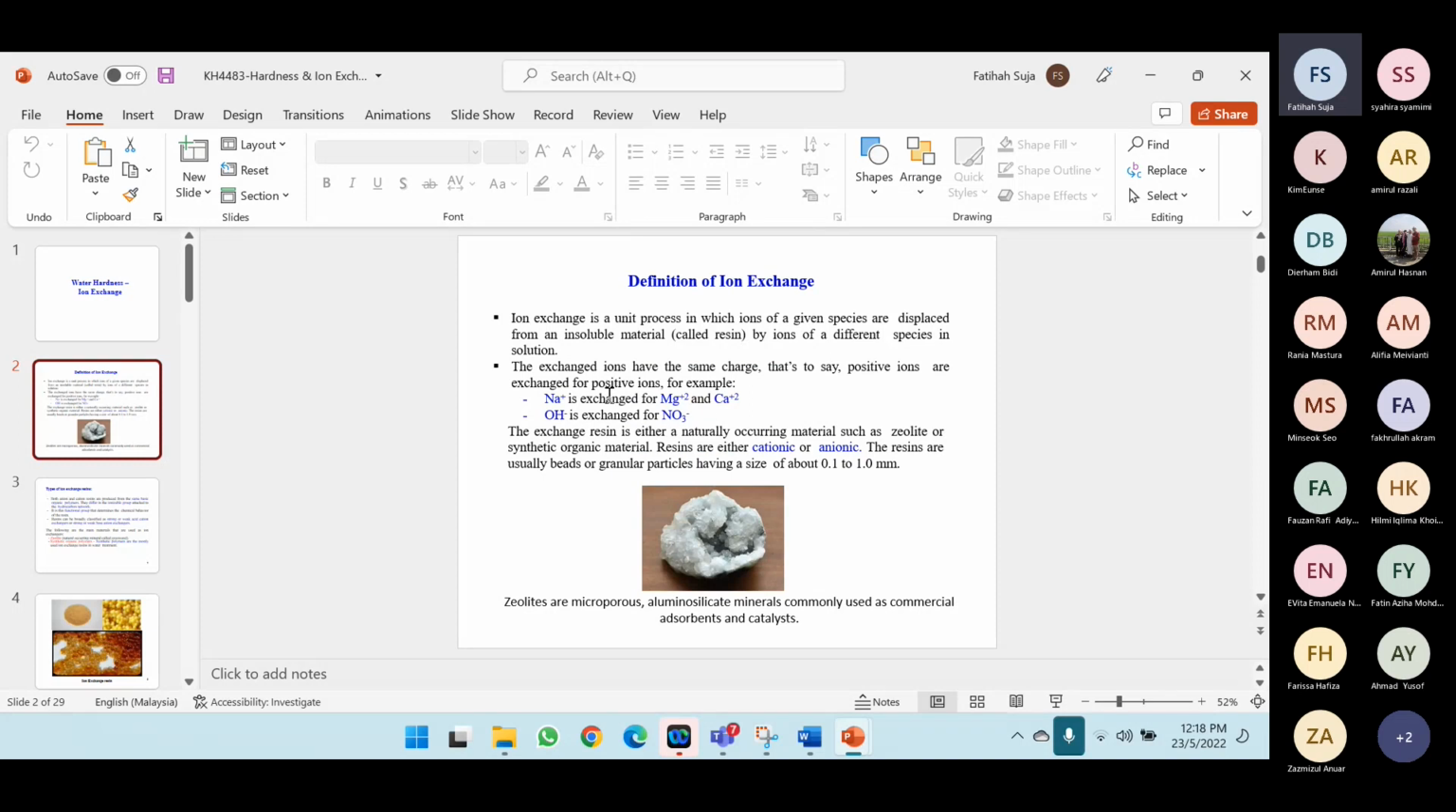Ion exchange is a unit process in which ions of a given species are displaced.